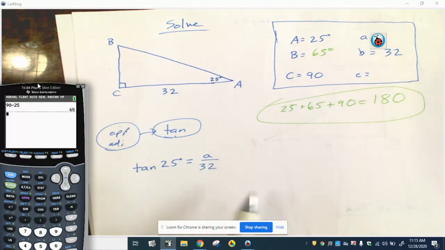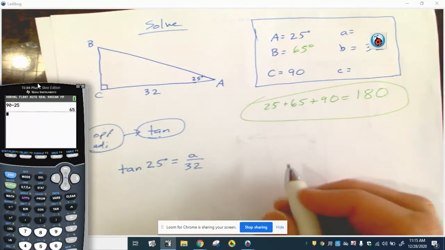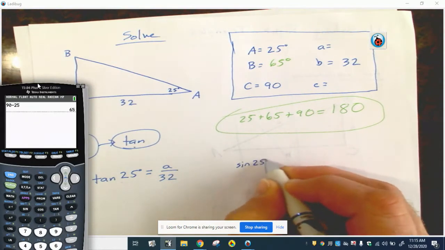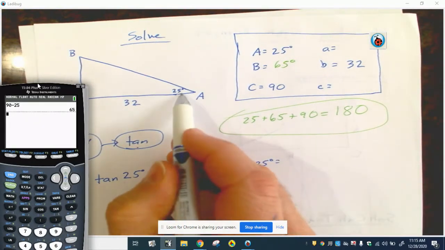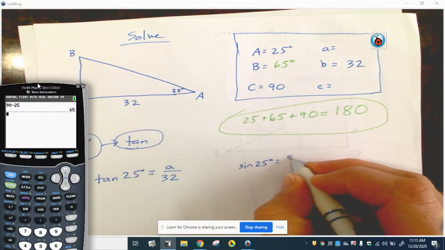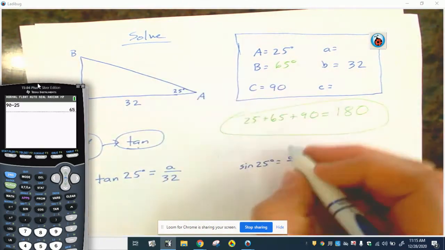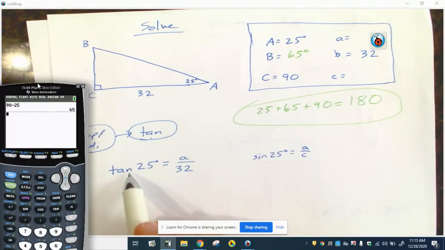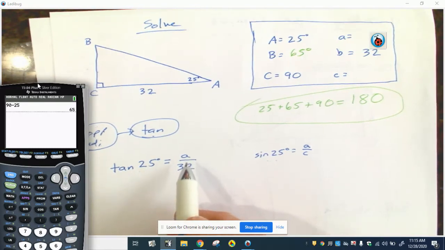If I tried to write a sine equation, if I said sine of my angle, 25 degrees, well, sine is equal to opposite, which is side A, over hypotenuse, which we don't know. I can't solve this proportion right now because I have two unknowns. I have to write one that only has one unknown, okay?